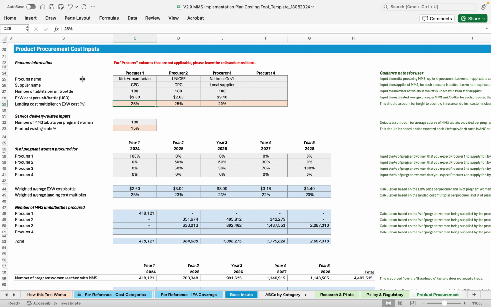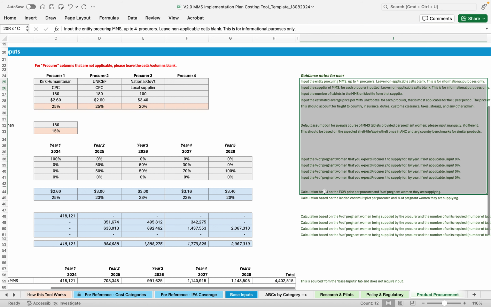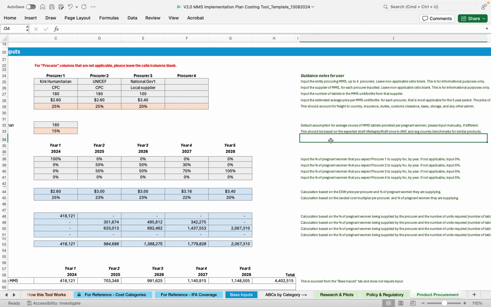Please note that this includes shipping and freight to country. Shipping and freight to country is not included in the ex-work cost. So we want to make sure that that's not double counted and it's included in this landing cost multiplier. And as mentioned, there's guidance notes for you, the user, on the right-hand side.